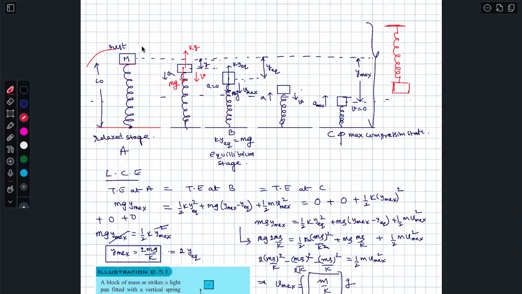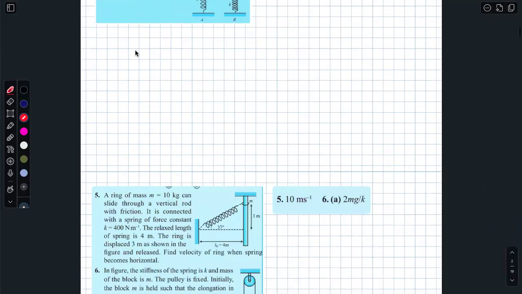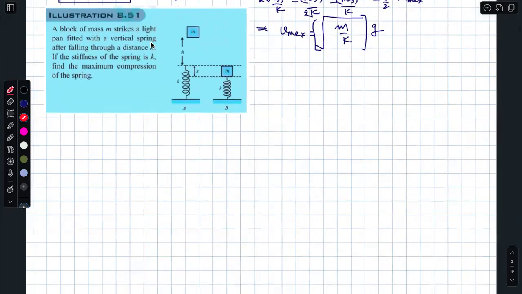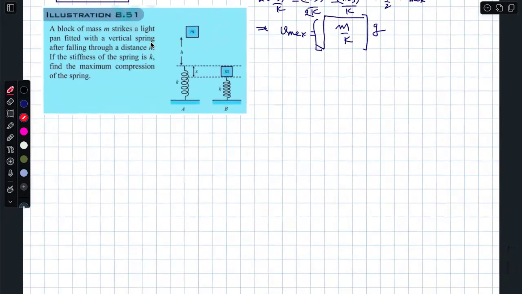Right. So I am proceeding further because you will have the notes with you. With this, why don't you try 8.51 on your own?